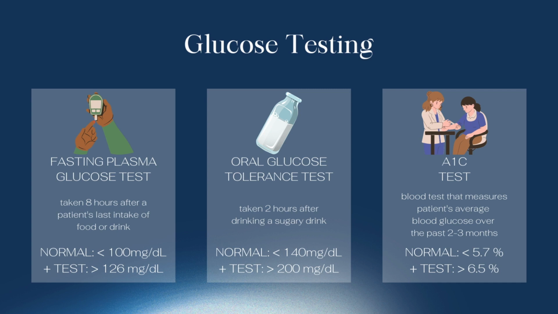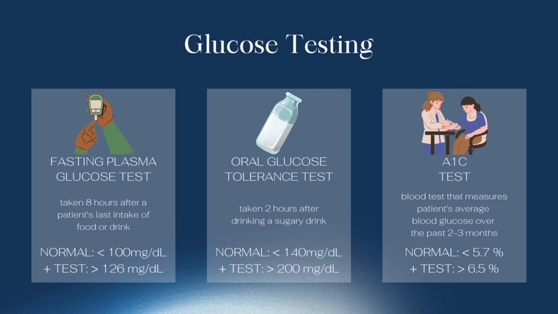Next is the oral glucose tolerance test. So this is seeing how your body responds to drinking glucose. So this is taken 2 hours after drinking a sugary drink. Normal is less than 140 milligrams per deciliter, but a positive test would be greater than 200 milligrams per deciliter, so that your body is not taking care of that glucose and it remains high.